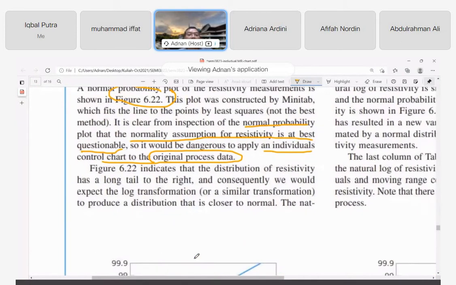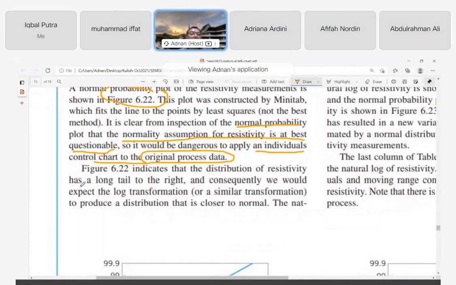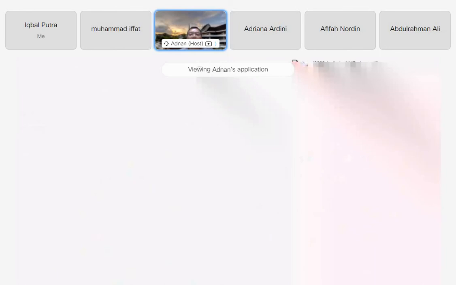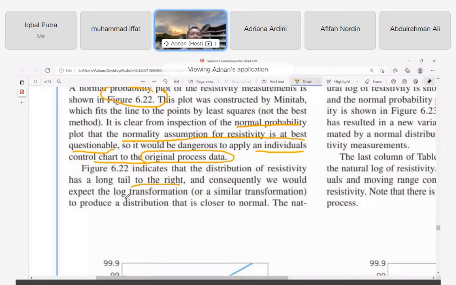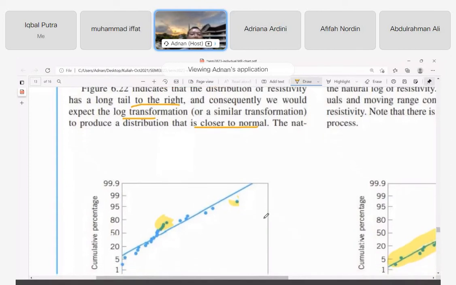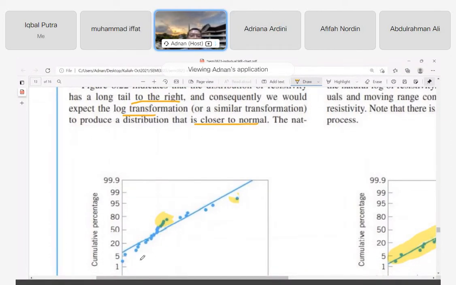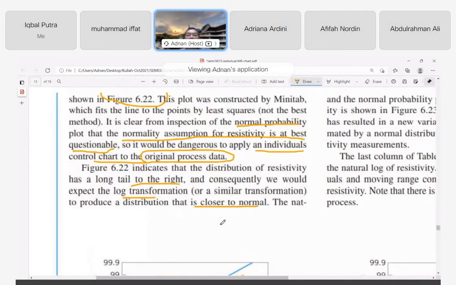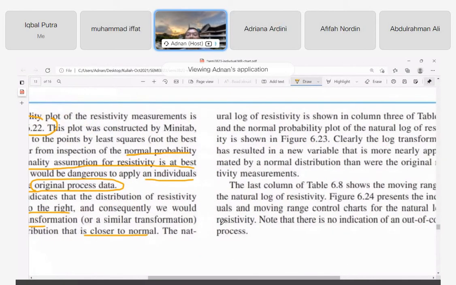Figure 6.23 indicates that the distribution of resistivity has a long tail to the right. Consequently, we would expect a log transformation or any other transformation to produce a distribution closer to normal. So it has a long tail to the right. You see here, it ran away from the line. So it is recommended to make a transformation in this case.